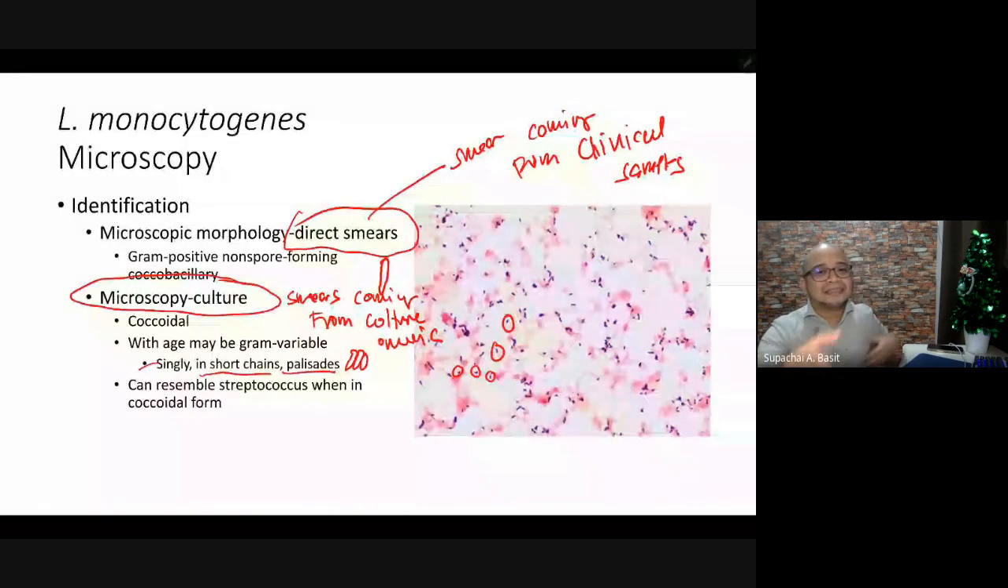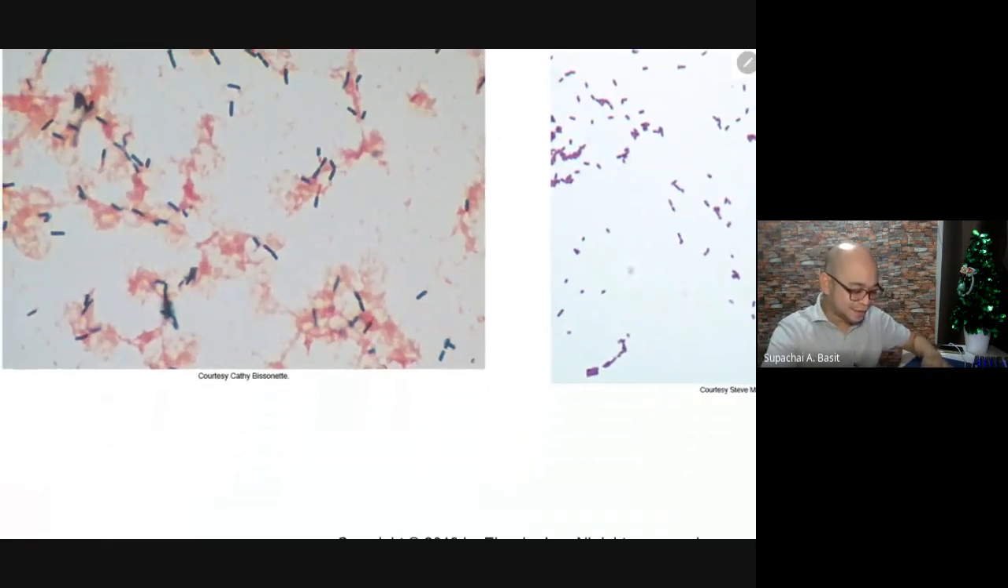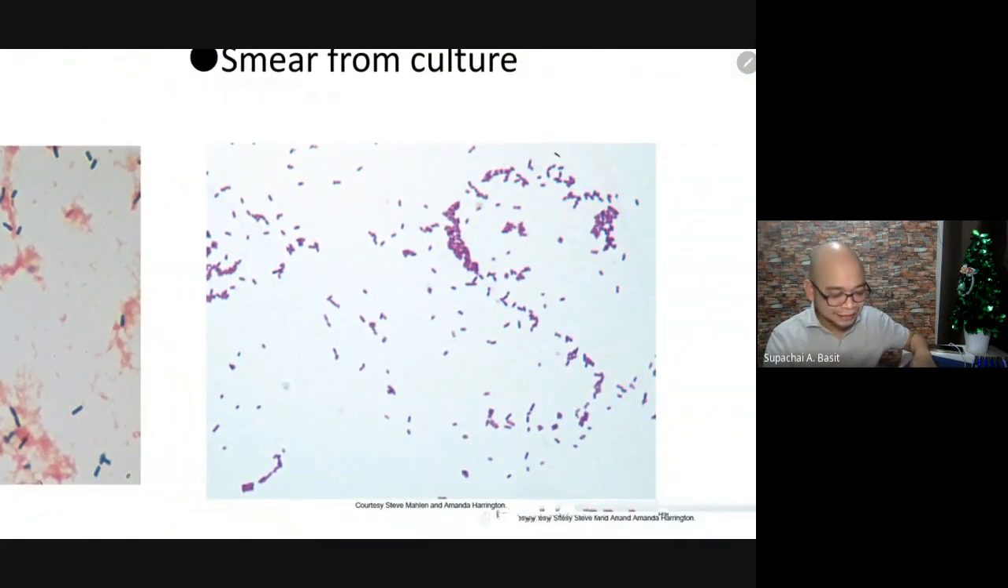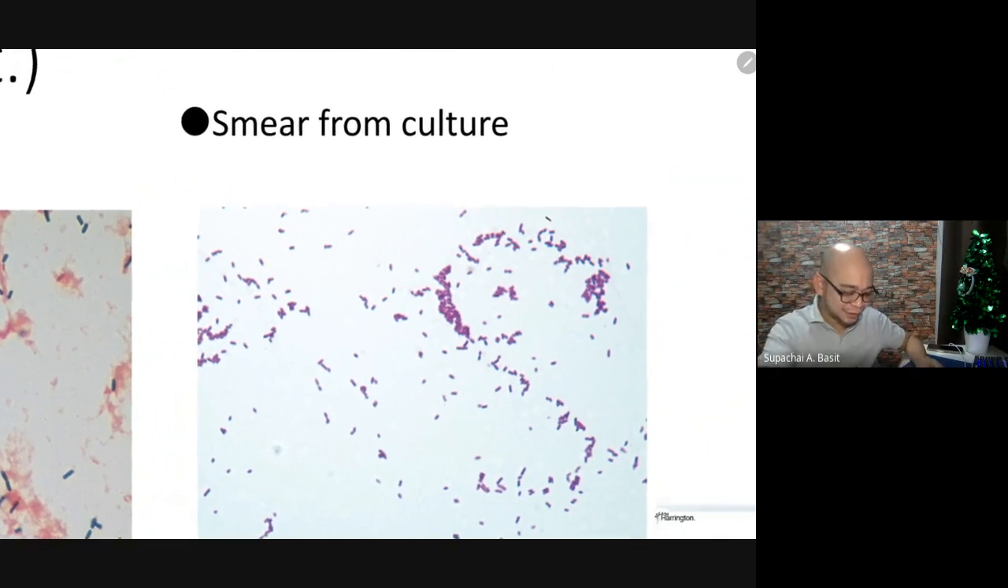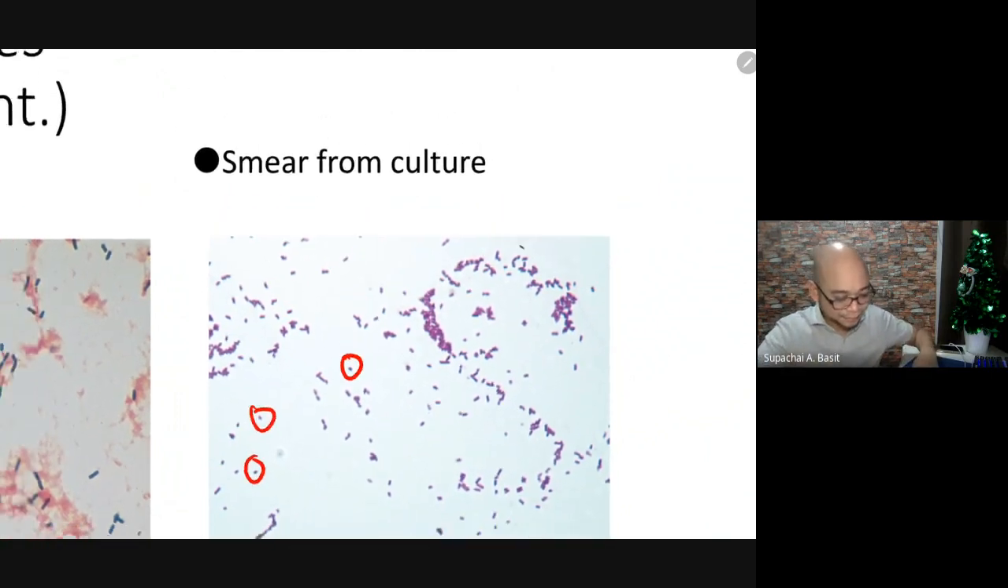So this is how they look under the microscope. Again, this is a smear from the culture. This is the coccobacilli, this is the direct smear, and then this is the smear from the culture. So they are cocci already.